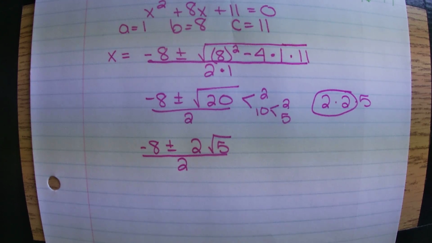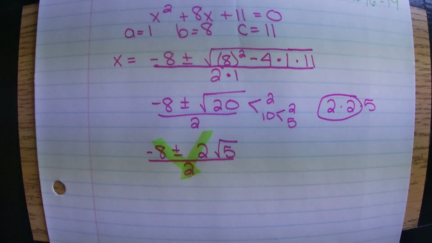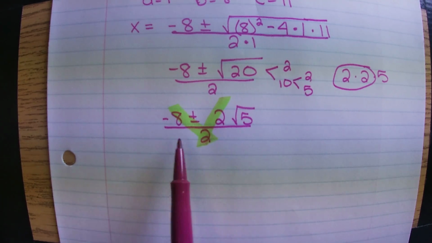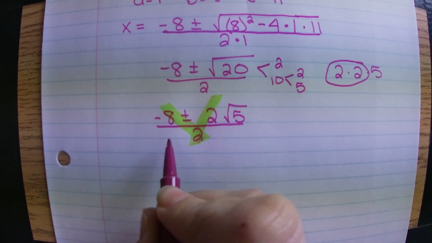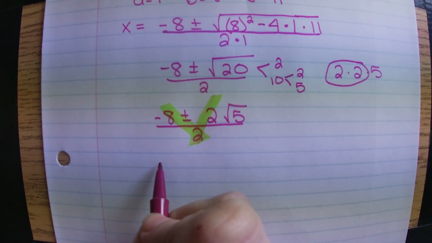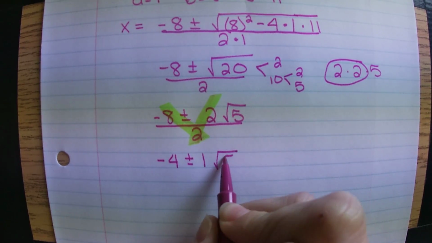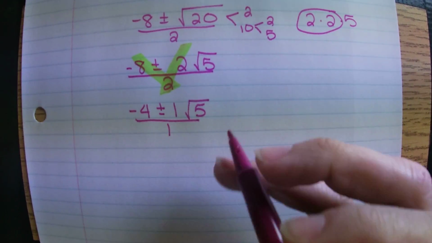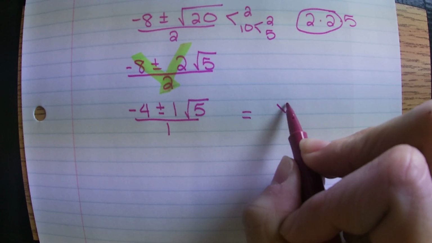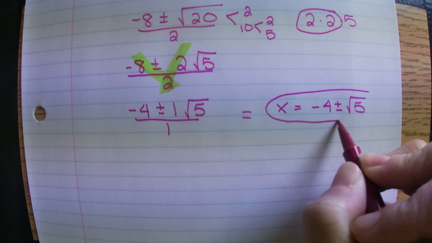Okay, now at this point, we're looking at all 3 outside numbers. I want to see if I can reduce them all by something. So is there something that divides into each of them evenly? Which is 2. So I can divide these all by 2. Negative 8 divided by 2 is negative 4. 2 divided by 2 is 1. This 2 divided by 2 is also 1. I don't need those 1's there. They're not required. So we could just write our final answer as x equals negative 4 plus or minus the square root of 5.